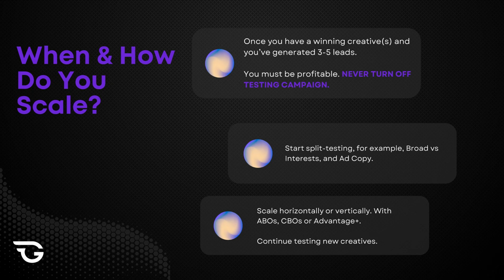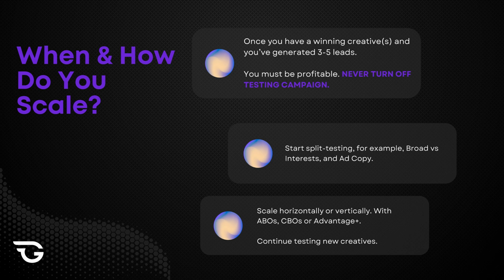Now let's go over when and how you actually scale. You can start scaling once you have a winning creative or multiple creatives that is profitable and has generated at least 3 to 5 leads. One really important point is if your testing campaign is profitable, then just don't turn it off. Keep it running. Now start split testing.